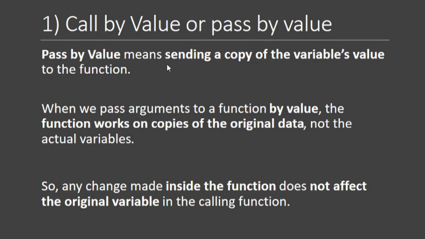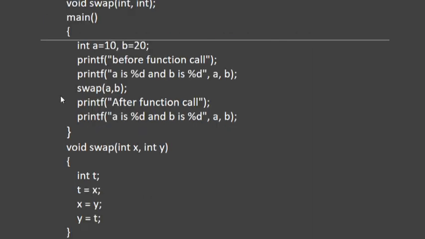Pass by value means sending a copy of the variable's value to the function. When we pass arguments to the function by value, the function works on copies of the original data, not the actual variables. So any change made inside the function does not affect the original variable in the calling function. Let me discuss this using this program.